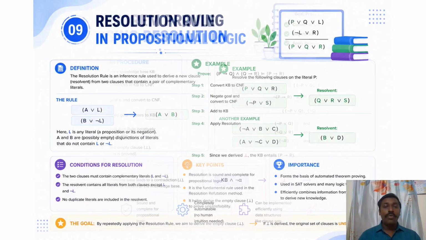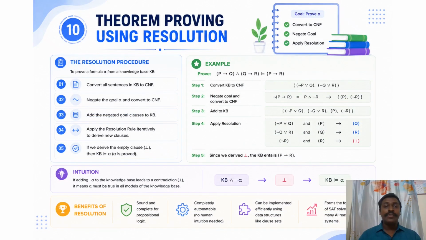Now how about theorem proving using resolution? We have to convert all statements to conjunctive normal form, then add the negated goal clauses to this, and then we use this resolution rule. So convert the statements into conjunctive normal form, negate the goal and convert it into CNF. Then after applying the resolutions, we will get the output.